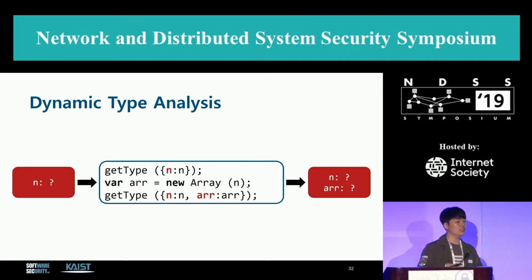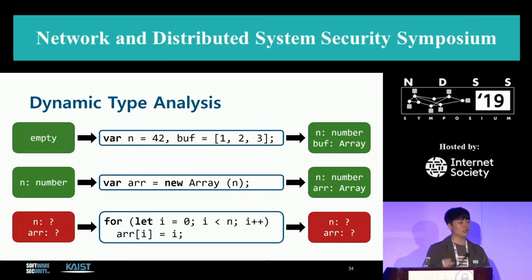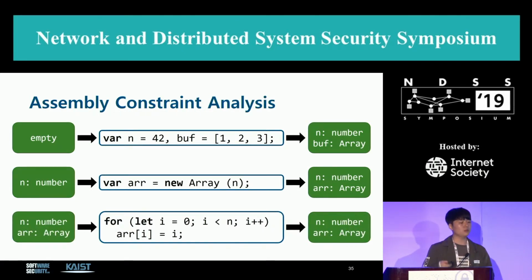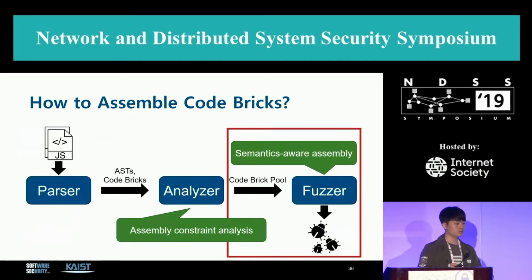The analyzer module instruments the code brick by adding getType function calls with required variables and available variables before and after the code brick respectively. And after executing the instrumented code, we can easily get variable types. In the same way, we can obtain variable types of the third code brick. And finally, the analyzer module merges code bricks and their assembly constraints into the code brick pool.